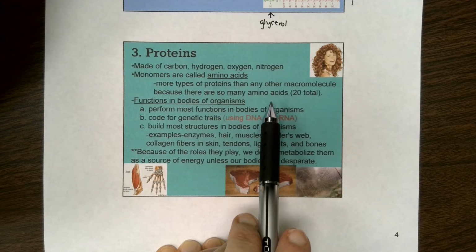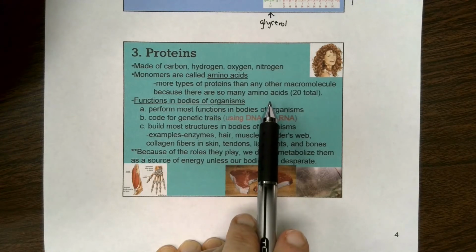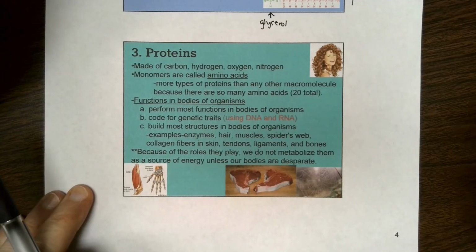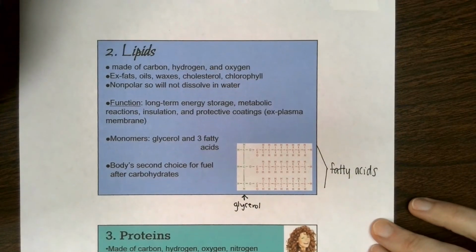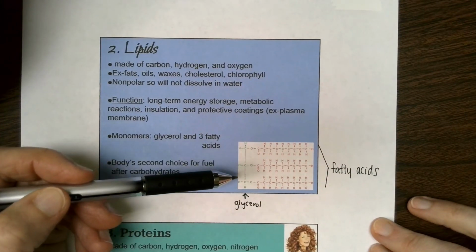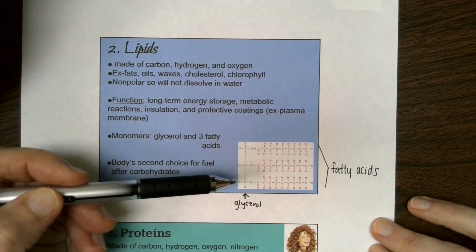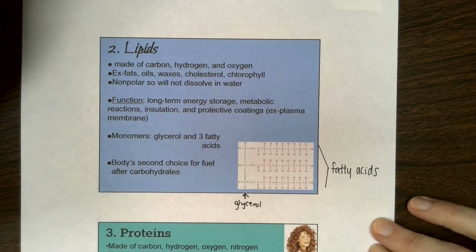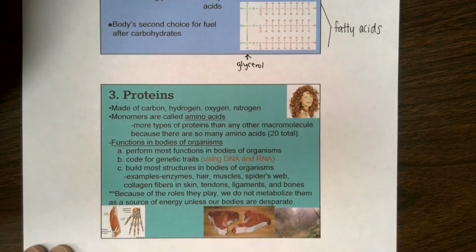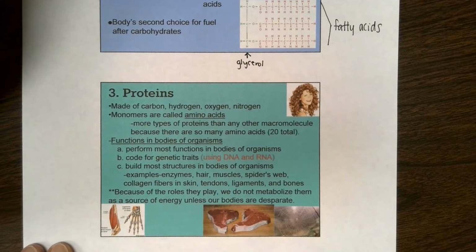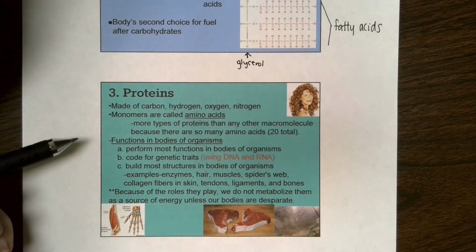Notice it says that there are more types of proteins than any other macromolecule because there are so many amino acids. If we go back for just a second to lipids, with monomers of glycerol and 3 fatty acids, there's not a ton of variety in nature in the grand scheme of things. And really with carbohydrates, there's not either. But when we look at protein structure, there are so many proteins in nature because there are 20 amino acids. And eventually we'll talk about just how we build tons of different polymers from only a few monomers.